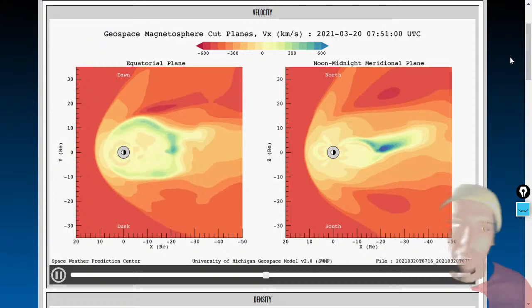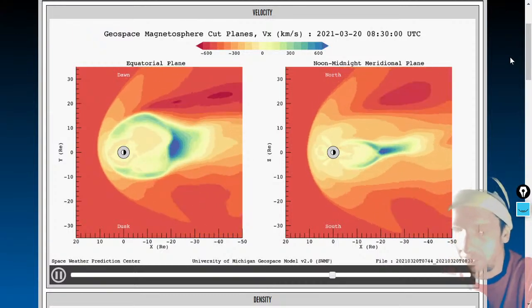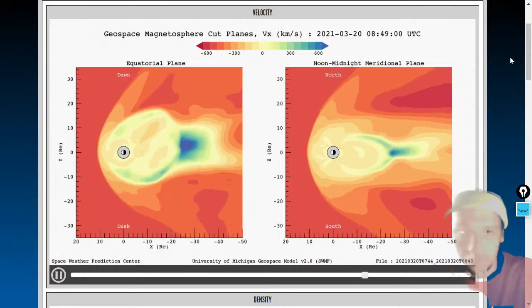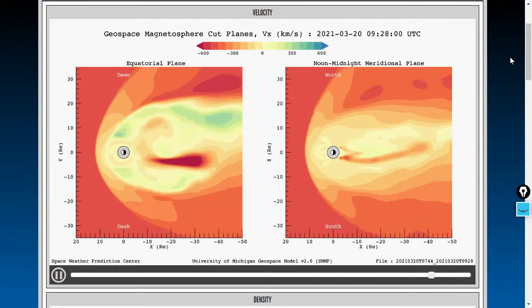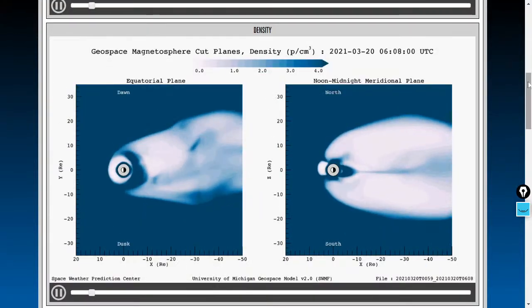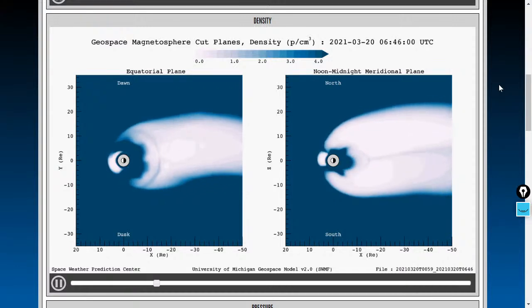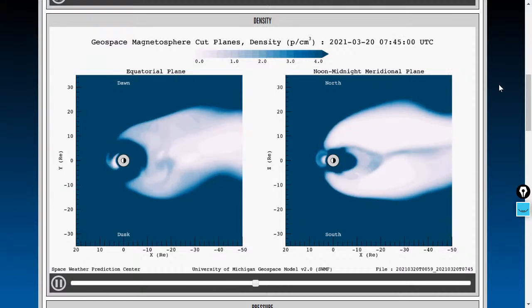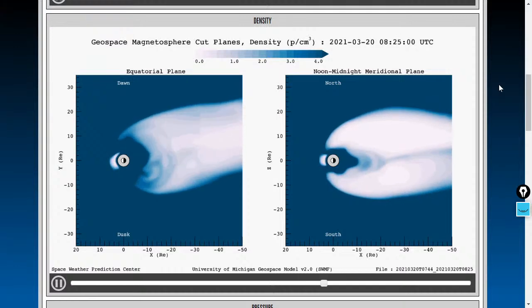So we're going to show all three geospace magnetosphere movies today. Here's the velocity. That's 4 hours of velocity data on the magnetosphere, right at the beginning of the geomagnetic storm. Perfect timing. Was it luck? Was it divine providence? Was it a combination of both? Leave us a comment. Let us know what you think. Shout out to the sun for providing activity at exactly perfect moments on our channel.